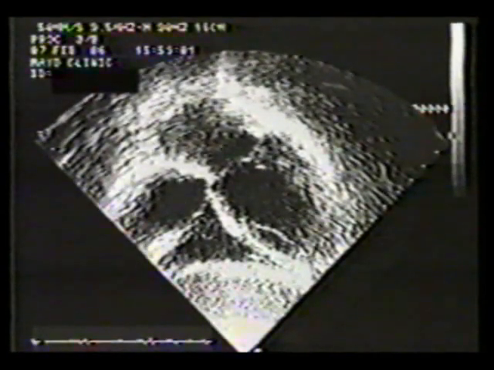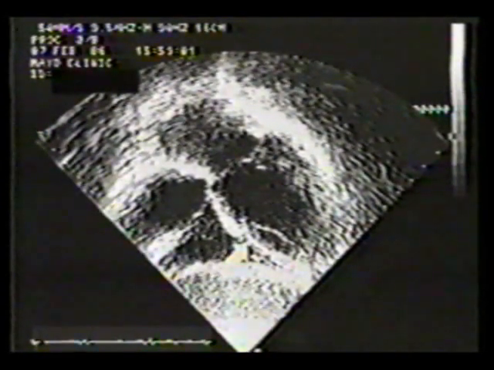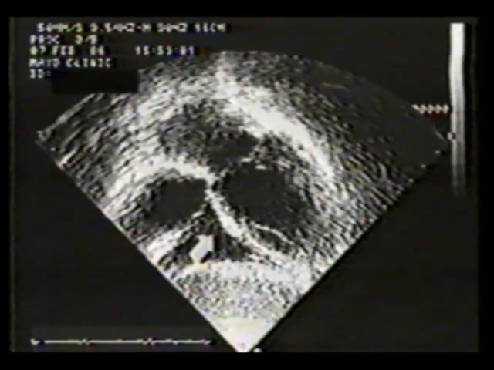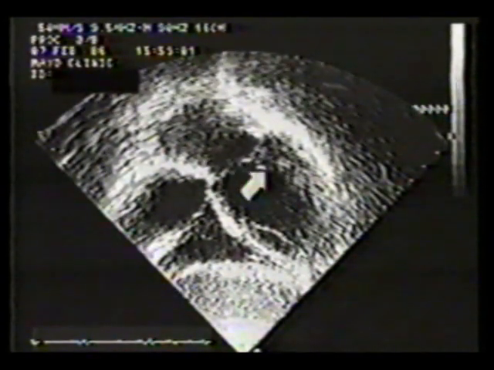As with the apical exam, we can electronically rotate the image from the subcostal position. The apex is now down and to the right of the screen, as though you were facing the patient. The right-sided chambers are to the lower left of the screen, while the left-sided chambers are to the upper right.